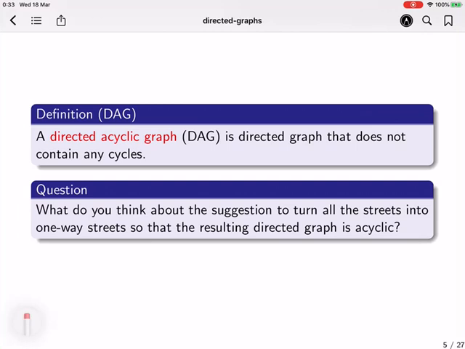But if you find a way back home, that means that you found a cycle in the graph that takes you from home to work and back. And that's impossible if the graph is a directed acyclic graph. So, if the mayor were to make all streets one way, so that the resulting directed graph is acyclic, we might be able to get to work, but then we won't be able to get back. So that would not be such a great idea, would it?